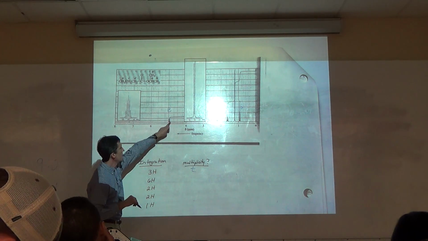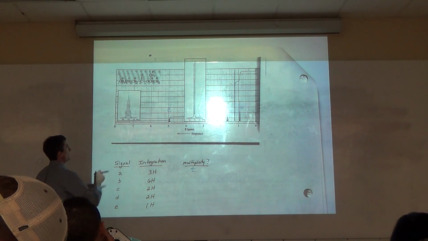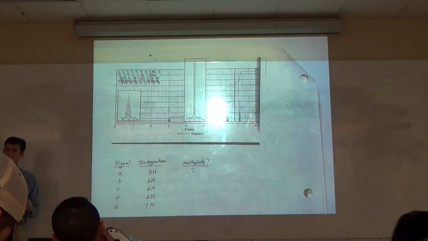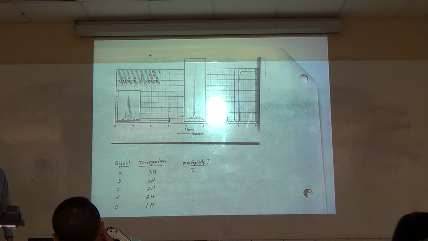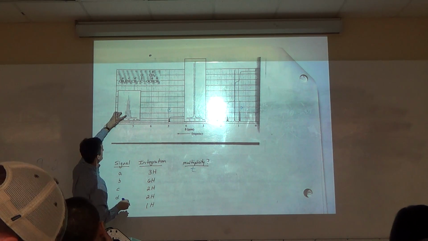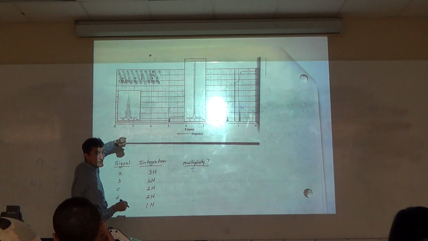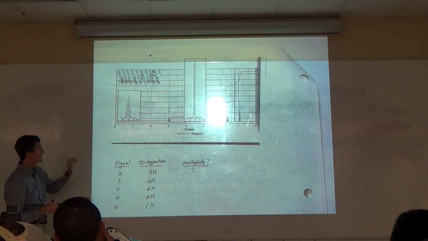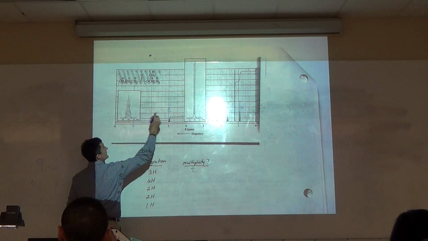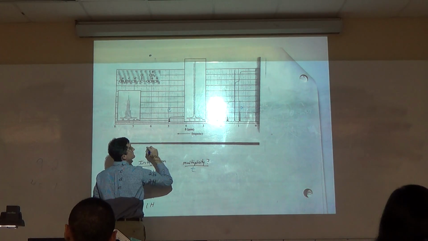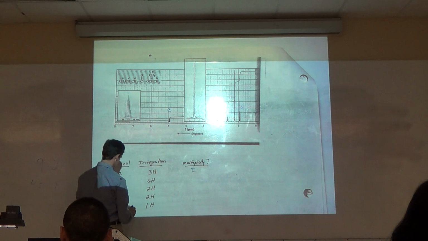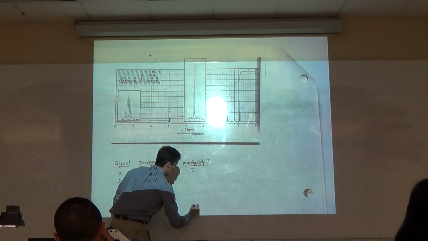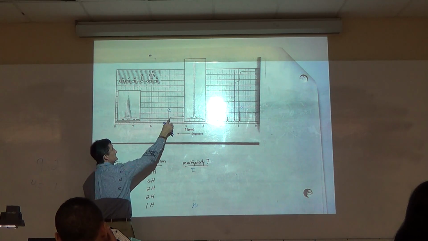Let's get to E. What do you want to call E? Things are going to be singlets, doublets, triplets, quartets. If it's more than 4, we're going to call it a multiplet. How many lines here? 7. You can call it a septet, but we're just going to call it a multiplet. Okay?